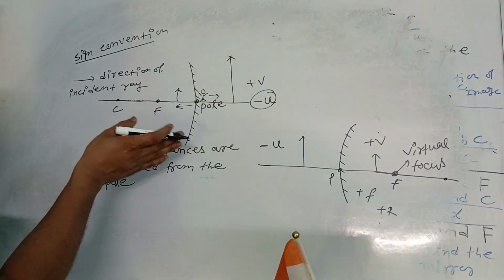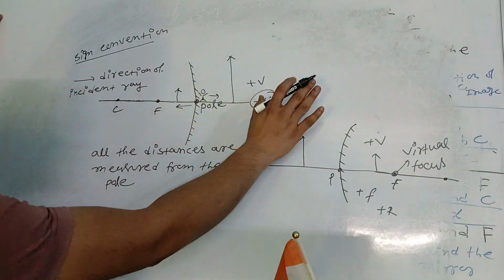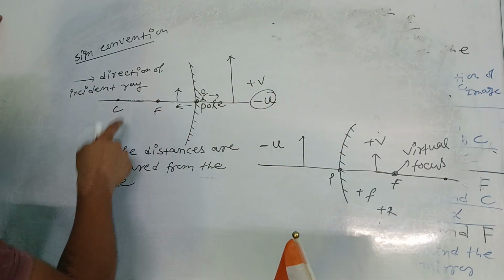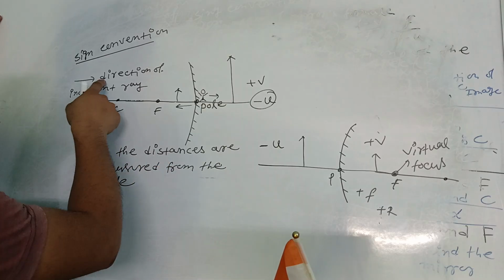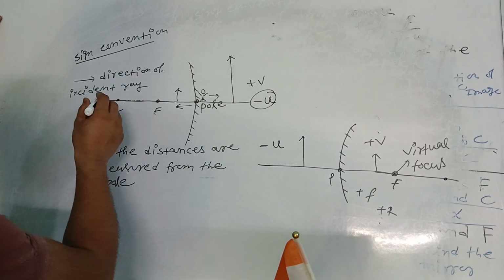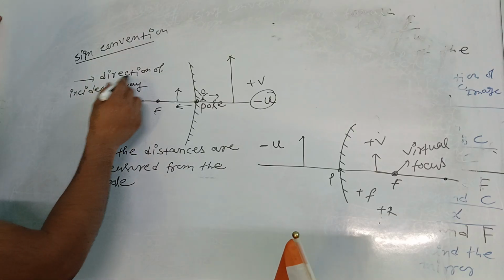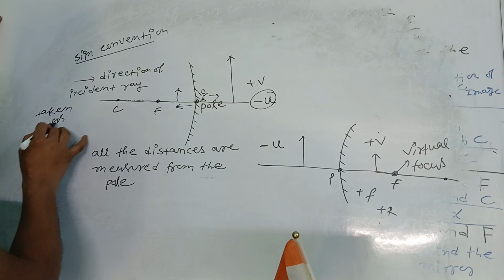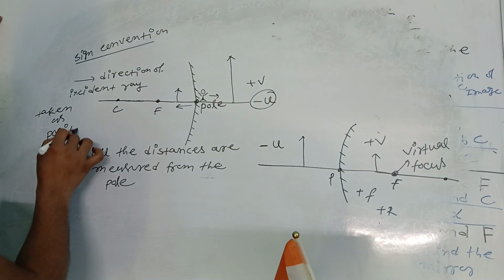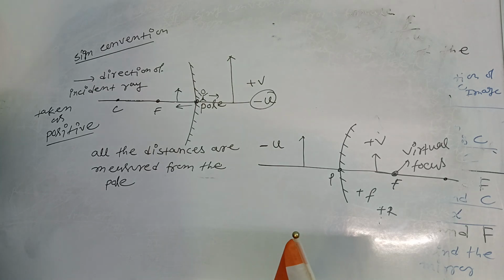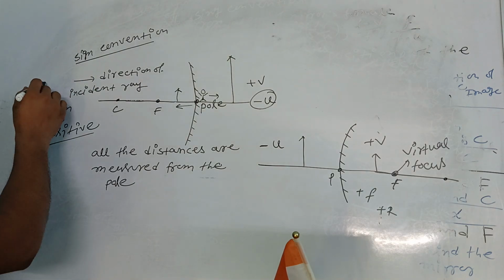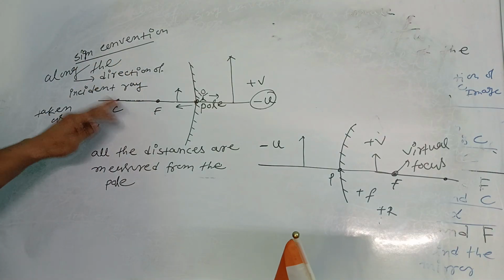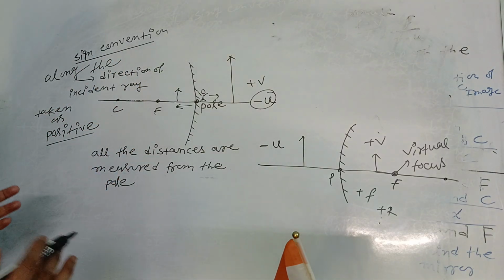Just remember, distances along the direction of the incident ray are taken as positive, all measured from the pole, and opposite to the direction of the incident ray are taken as negative.